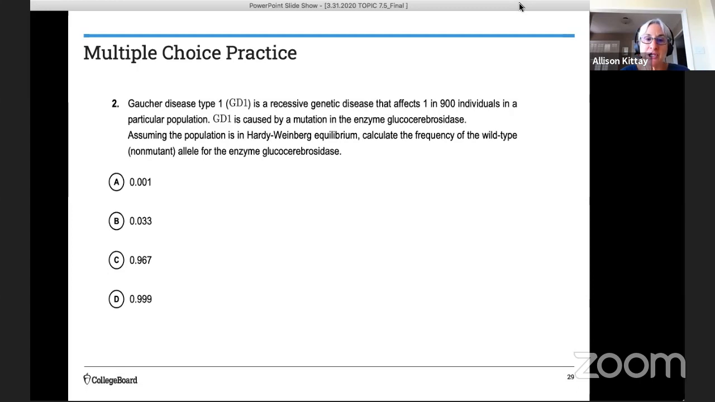GD1 is caused by mutation in the enzyme glucocerebrosidase. I'm sure I didn't say that right. Assuming the population is in Hardy-Weinberg equilibrium, calculate the frequency of the wild type or non-mutant allele for the enzyme. I'm not going to try it again. Glucocerebrosidase. Awesome. Okay, so now that I've massacred the enzyme name, you are calculating the frequency of the non-mutant allele, and you are given the recessive genetic disease affects 1 in 900 individuals. All right, go.